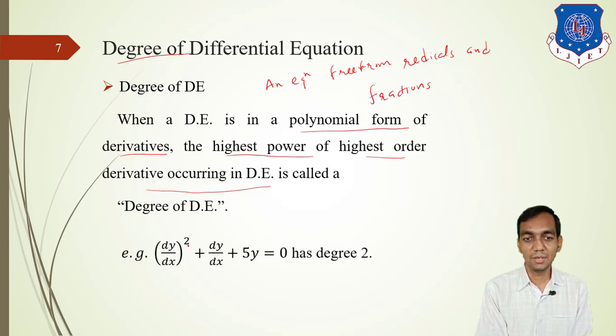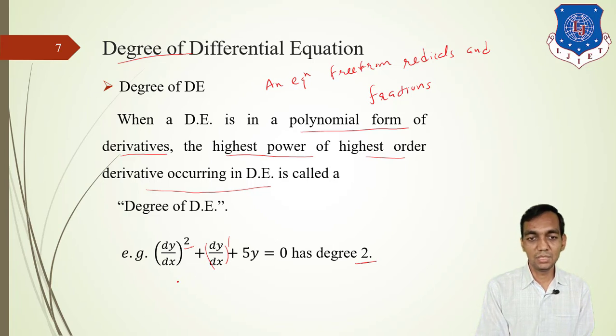Example given: (dy by dx) whole square plus dy by dx plus 5y is equal to 0. Now see, here dy by dx is the highest order derivative, so you have two terms of it. Here you have degree 1 and here you have degree 2. So the highest degree of the highest order derivative is 2. That's why the degree of the differential equation is 2.